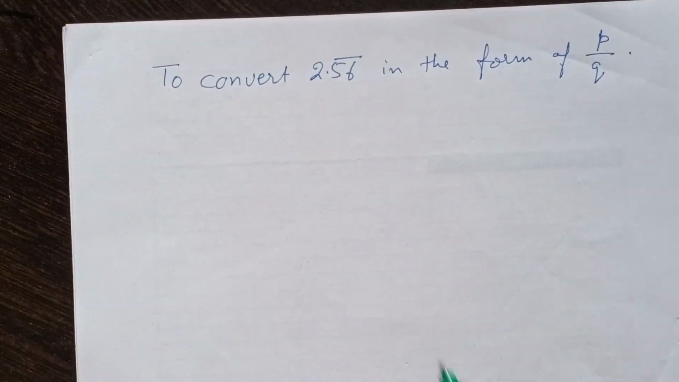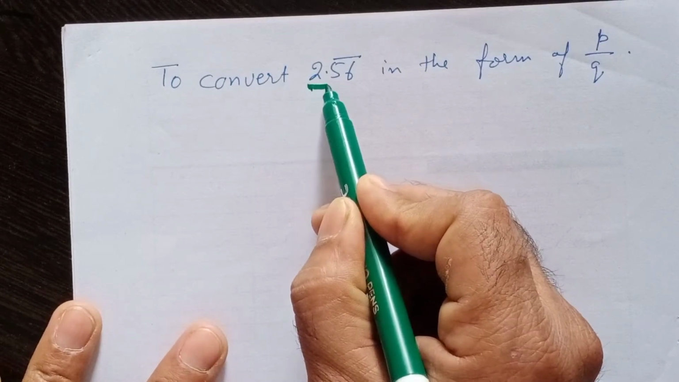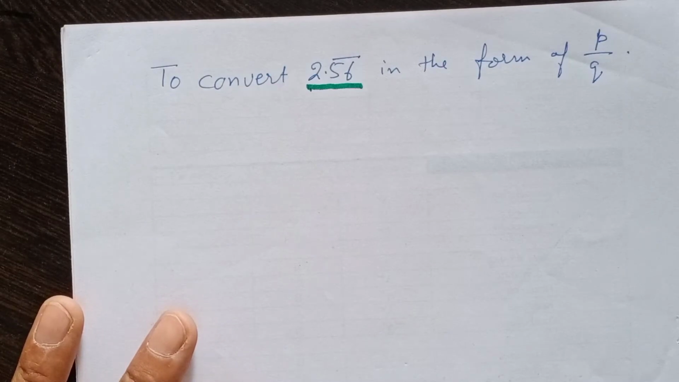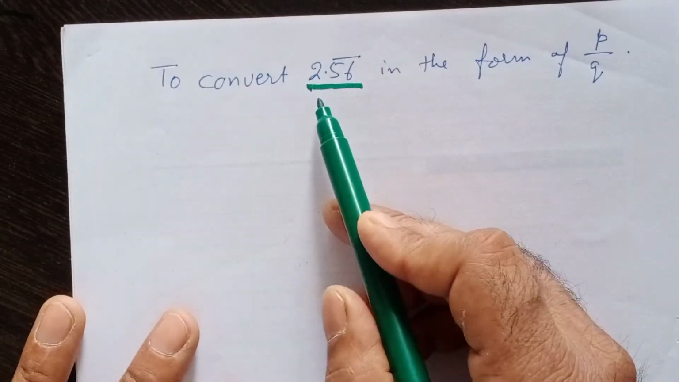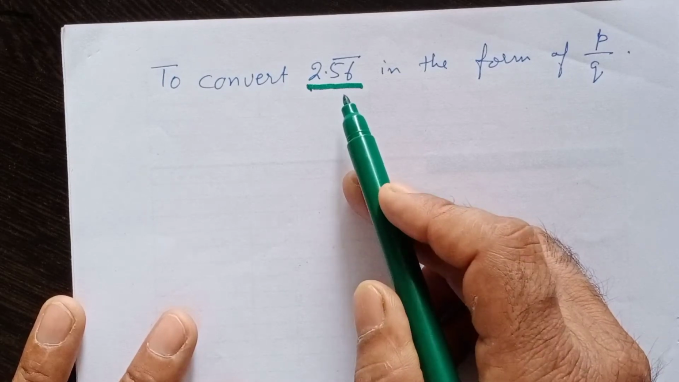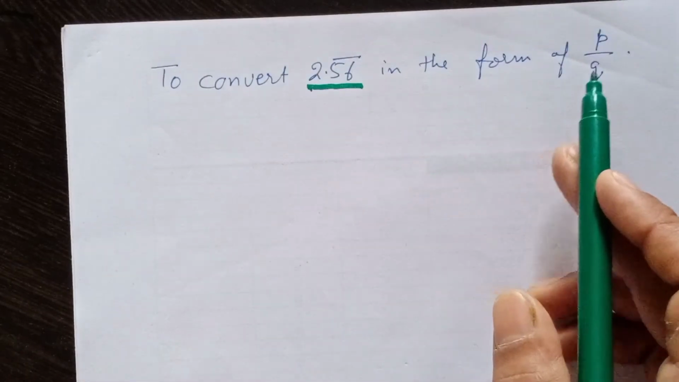Here we are learning how to convert a repeating non-terminating decimal. In the previous classes, in 5th grade and 6th grade, we have been learning to convert the terminating decimal into P over Q form. But here in this class, we are learning how to convert a non-terminating repeating decimal into the P over Q form.